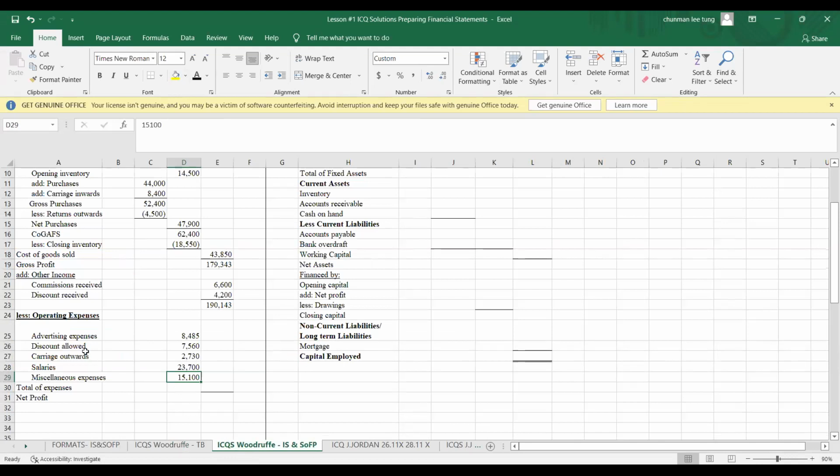So 5 expenses. Good. So our total of these 5 expenses came up to be 57,575. So what's now our net profit or net loss? We simply find the difference between the 190, which is our total income, minus our total expenses, which will give us our net profit, 132,568.